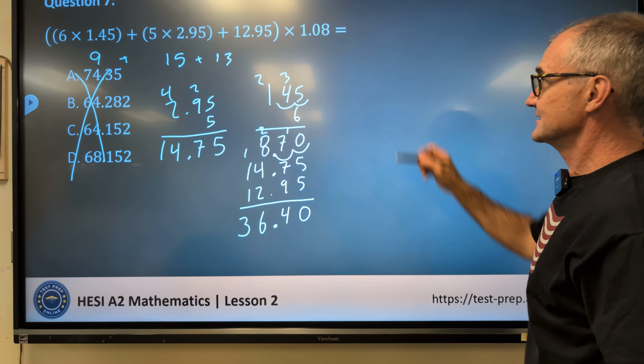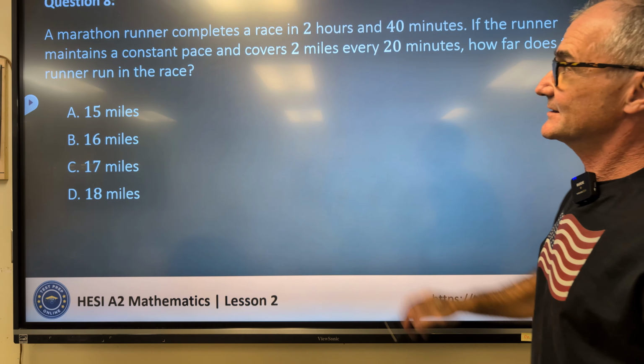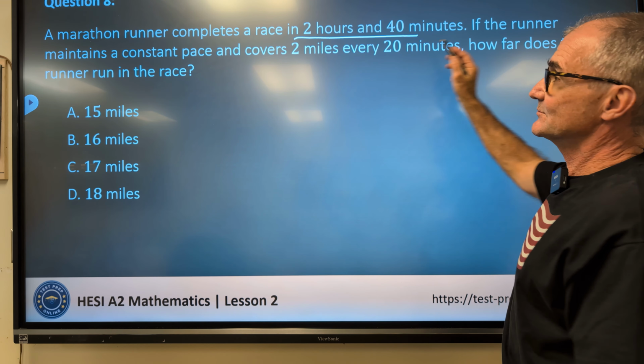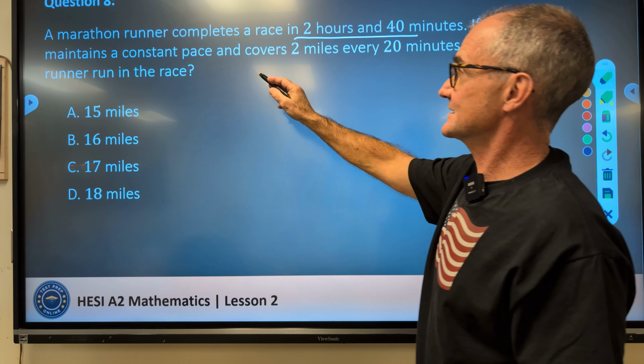Okay, number 8. Going strong, almost halfway there. Let's see, a marathon completes a race in 2 hours, 40 minutes. And if the runner maintains a constant pace and covers 2 miles every 20 minutes, how far does a runner run in the race?